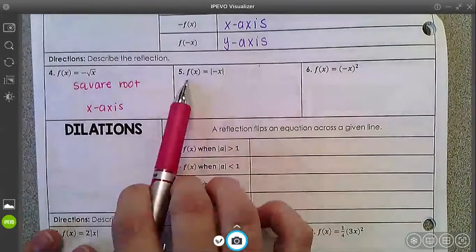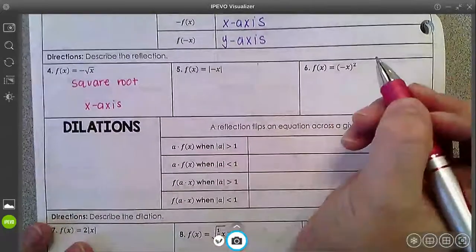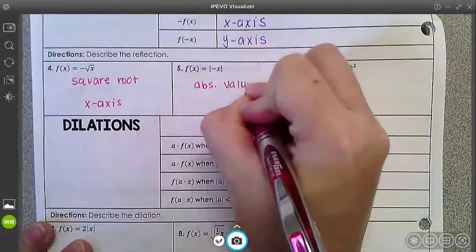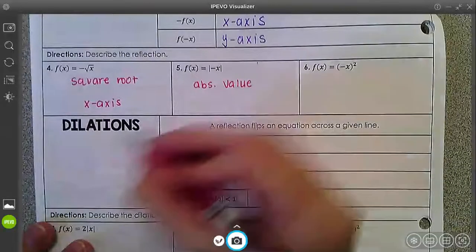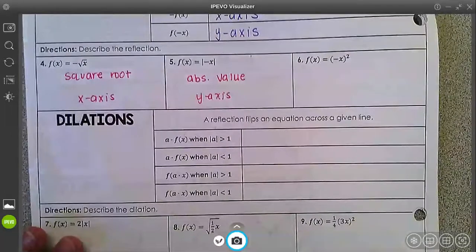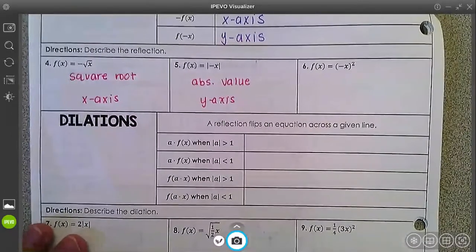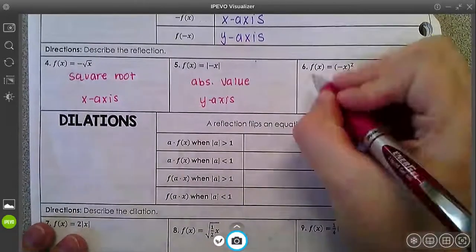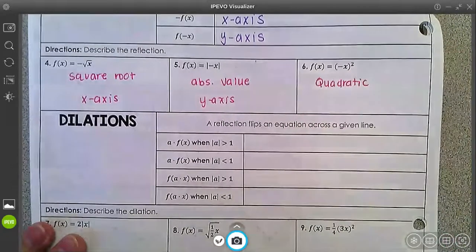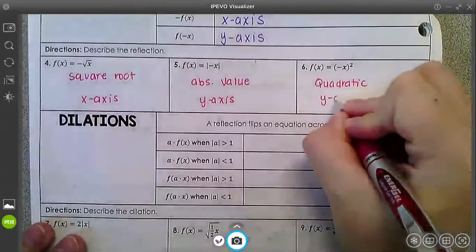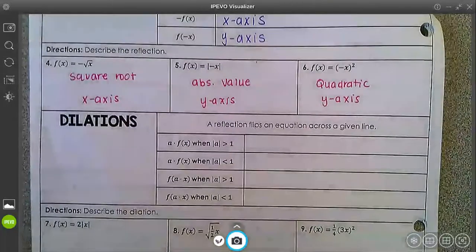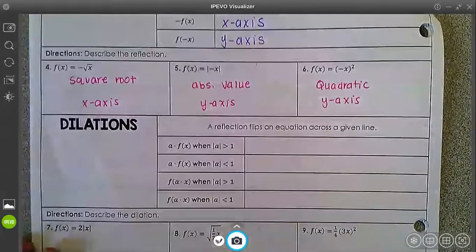And then number 5, what type of function? Absolute value. Reflected across what? Y-axis. Number 6, quadratic. And x or y? Y-axis, good. So it's a y-axis because that negative is there on the inside.